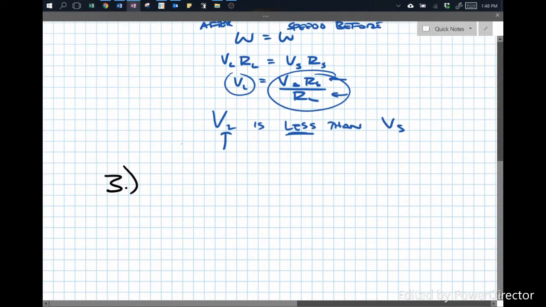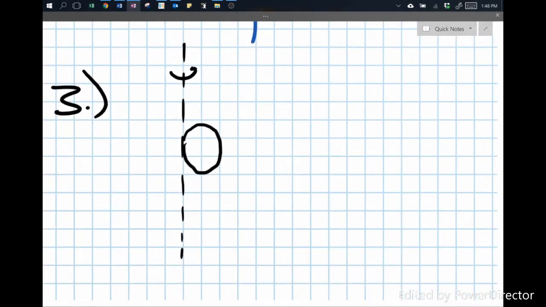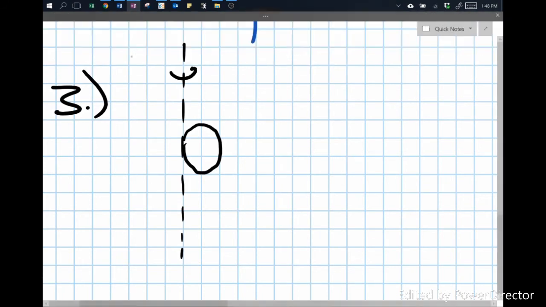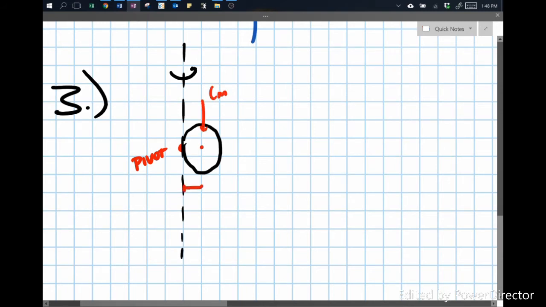So, okay, question 3. Find the moment of inertia of a sphere if it's rotated about its edge as shown. So if I've got a sphere here, I want to know the new moment of inertia if it's rotating about this axis. So if we're rotating about that axis, my pivot point is not going to be at the center of mass. That's my pivot. And that's my center of mass. And so this distance is going to be the h that we're going for.